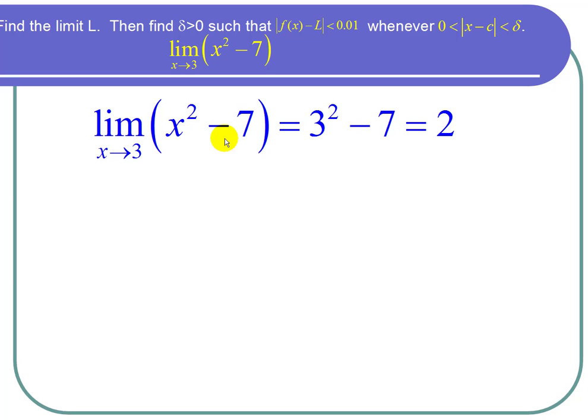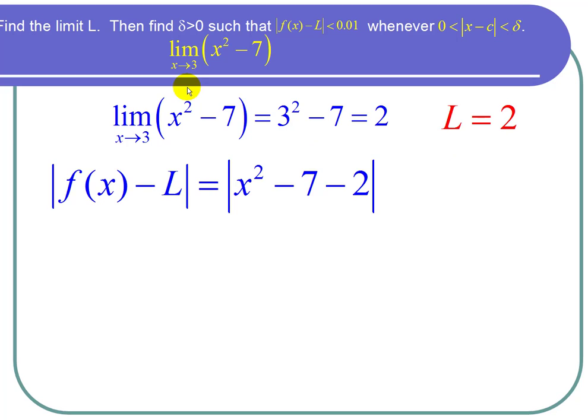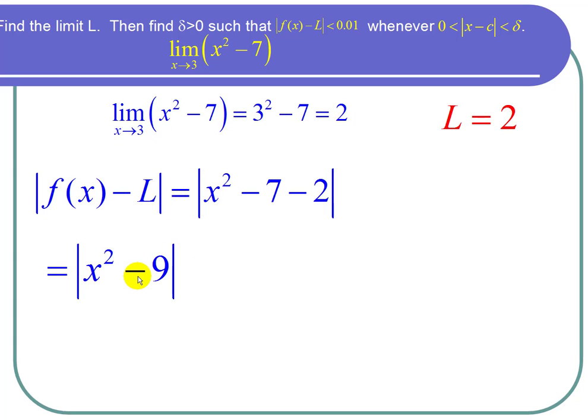L is 2. So the next step is to make sense out of this f of x minus L. Well, f of x is x squared minus 7, and L is 2. So f of x minus L is x squared minus 7 minus 2, which is x squared minus 9. And then I can factor that. What I get is the absolute value of x minus 3 times x plus 3.